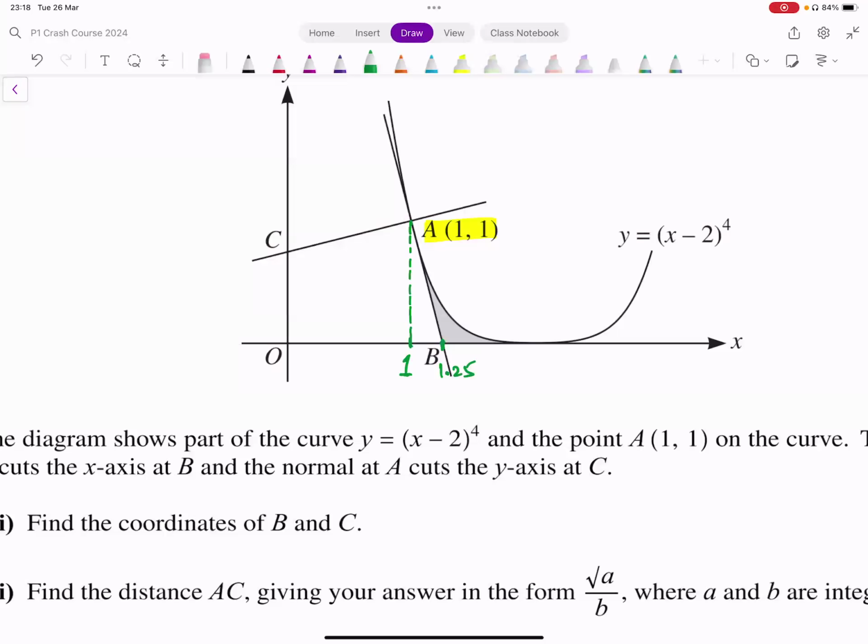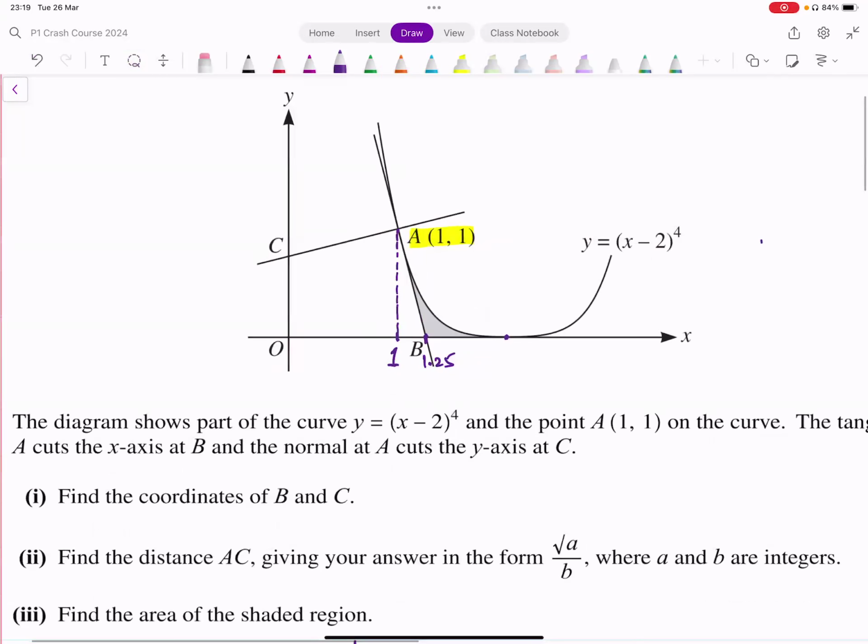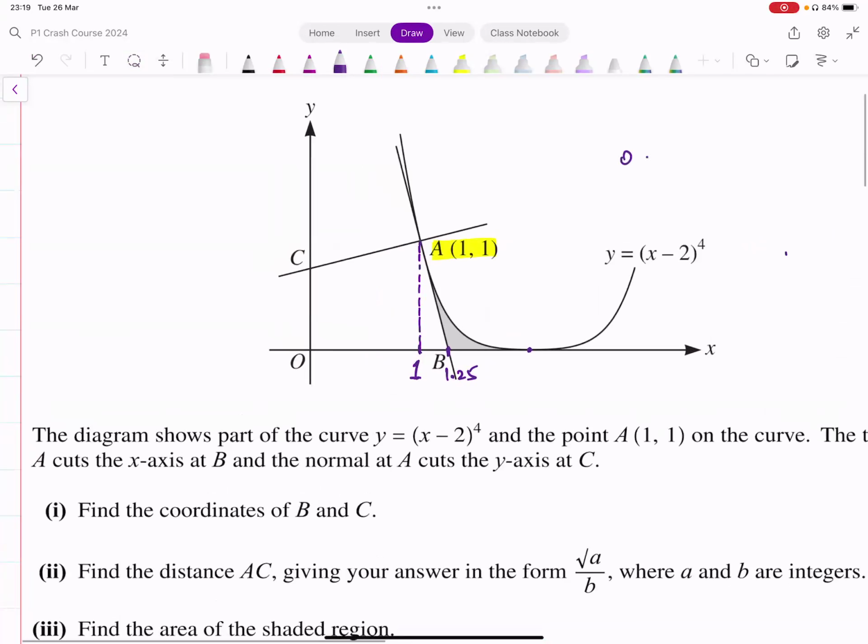So what do we do now? What other point are we looking for? The x-intercept of the curve. So that's basically this point here somewhere. How do you find the x-intercept of the curve? Let's figure that out. You put y equal to 0, right? Let's try doing that. Y equal to 0 gives you x minus 2 whole raised to power 4. That means x minus 2 equals 0 and x equals 2. So this point is 2. So we know the x coordinates of all of these important points.